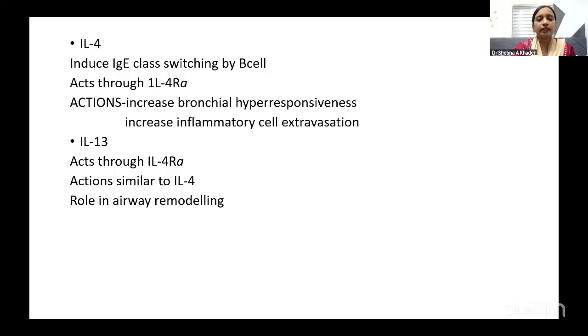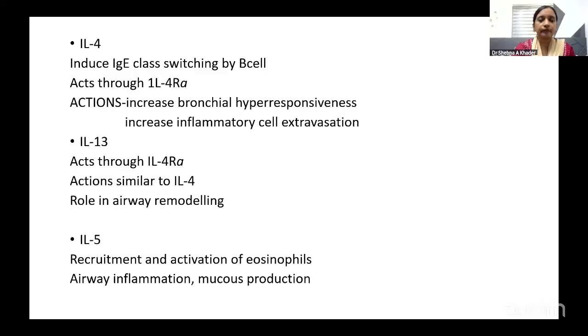And IL-13 also acts through the IL-4 R alpha receptor and has action similar to that of IL-4, and it has an additional role in airway remodeling. So the point that has to be noted is IL-4R alpha is the receptor for both IL-4 and IL-13, and anything that can block that receptor helps in reducing the function of IL-4 and IL-13.